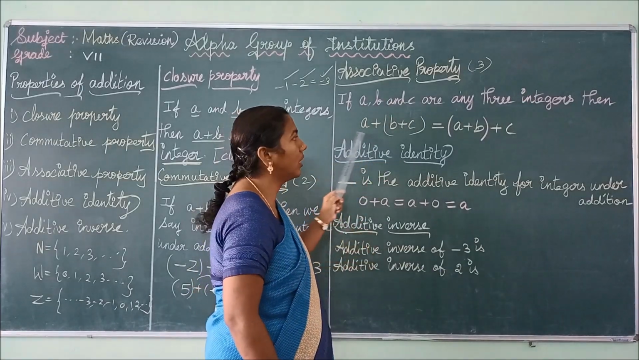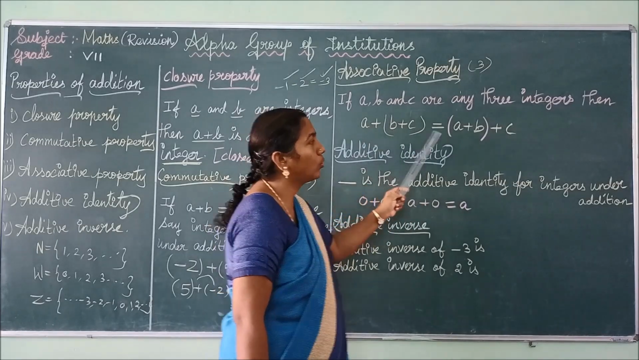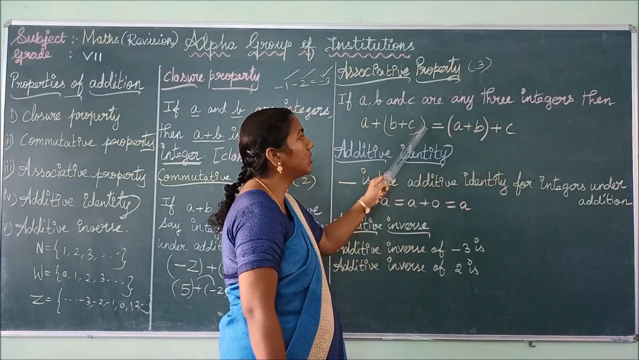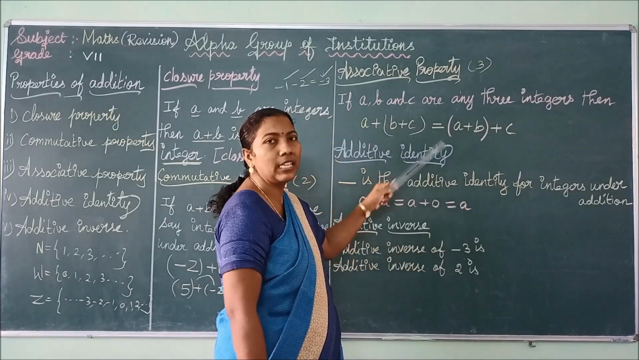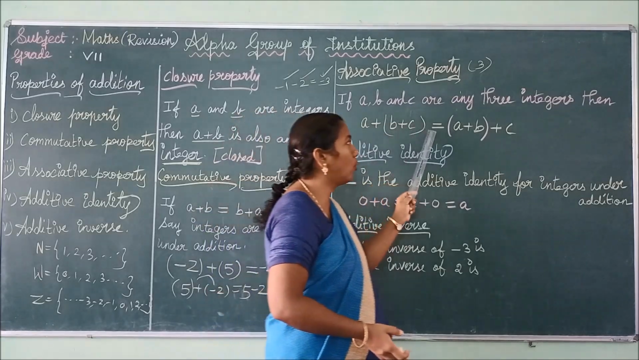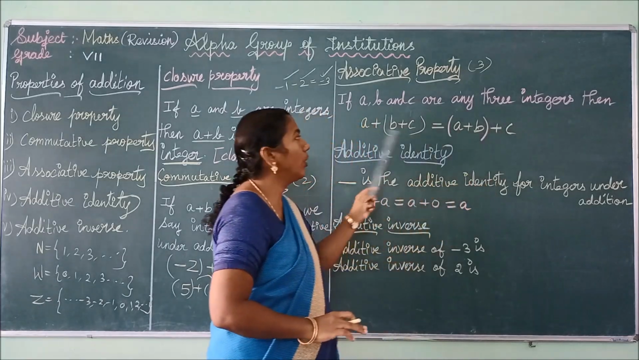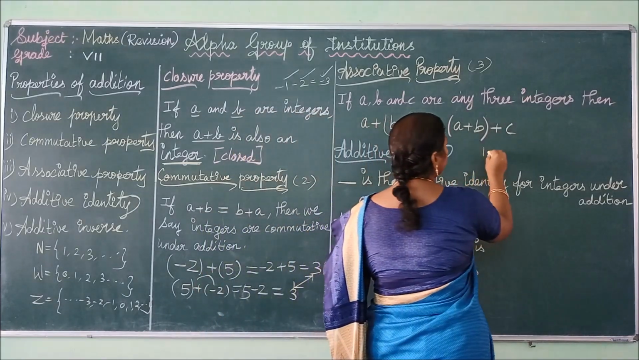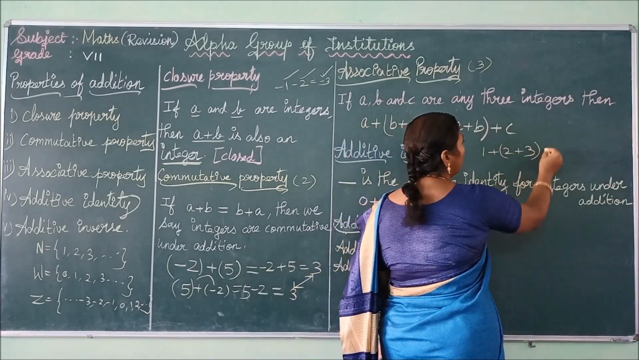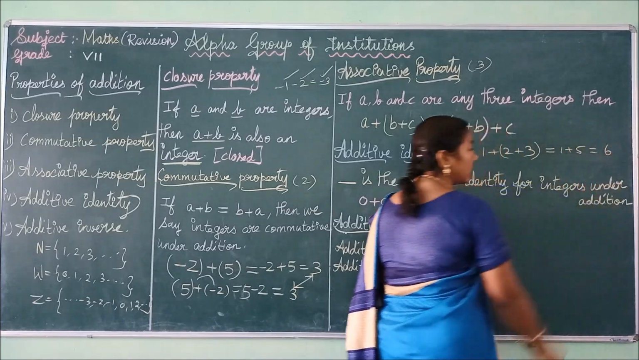Then we are going to check this. (a plus b) plus c is equal to a plus (b plus c). You have to treat the terms inside the bracket as a whole. Now we are going to check this by taking an easy example, 1 plus 2 plus 3. First we are going to give the bracket for 2 and 3. So 1 plus 5. What is your answer? 6.